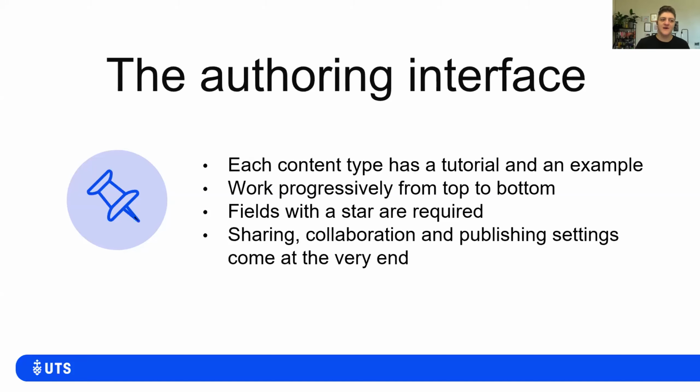Each content type has a tutorial and an example at the very top. So that's really great if you're unsure how exactly the content type will look in the end, or how to build with it. That documentation is always right at the very beginning. And then details like sharing, collaboration, and publishing, all those kind of settings, they all come at the end. So you don't need to think about them really as you're working on the content.